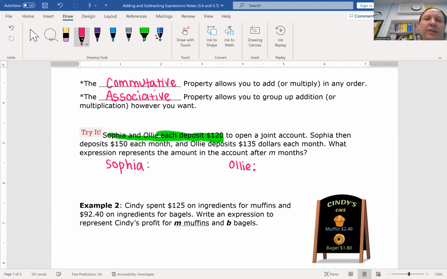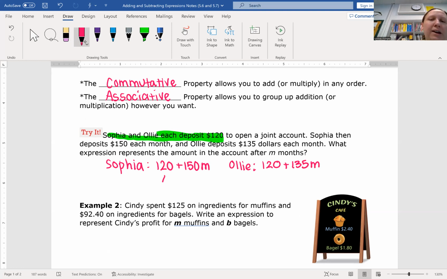So Sophia starts with 120. That was her initial deposit. But then she adds in 150 each month. Ali deposits 120 as well, and then adds 135 each month. Oops, sorry, I said that wrong the first time.